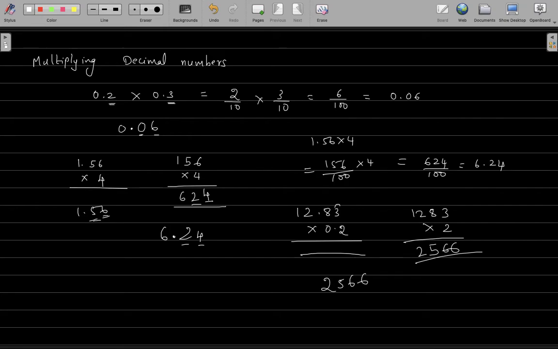How many decimal places do you have? You have 1, 2 and 3. You have 3 positions. So starting from your right hand, count 3 positions, and keep a decimal point before that. Your answer must be 2.566. Right? So multiplying decimal numbers is the same way how you multiply your natural numbers, but the only condition here is to keep a decimal point for the total number of decimal positions you have. Count them and keep a decimal point before that, and you will get your final answer.